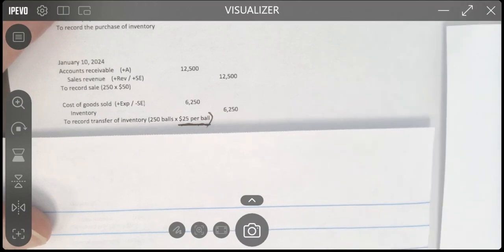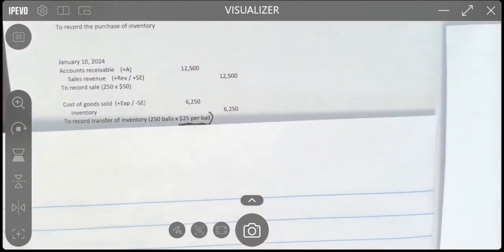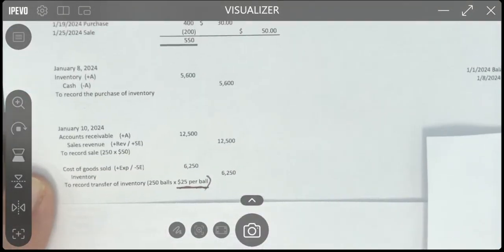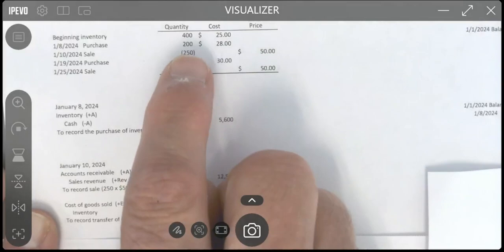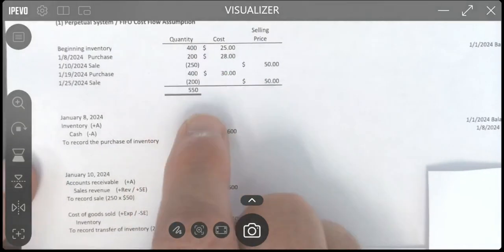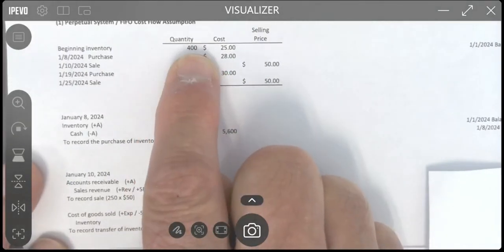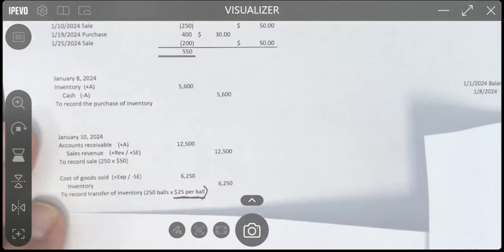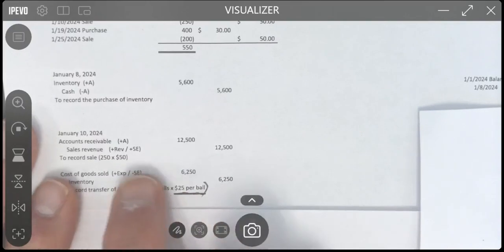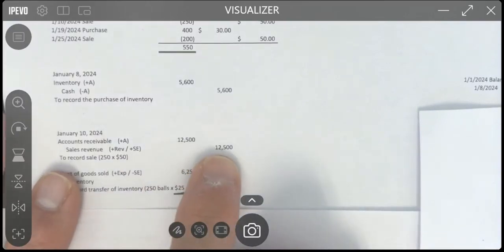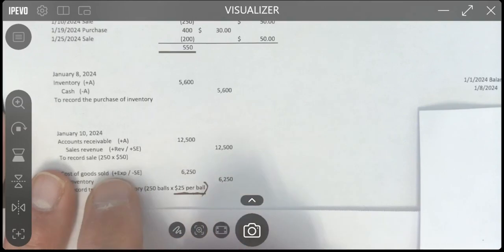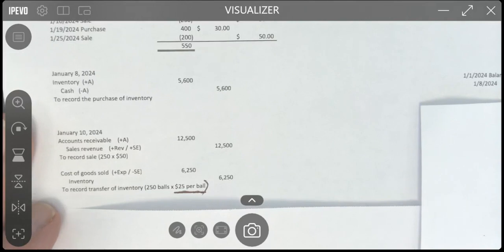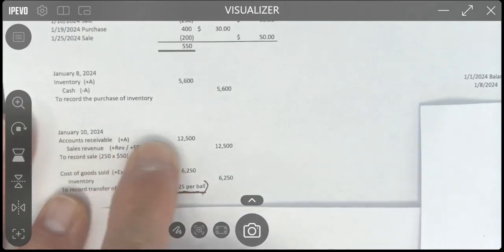All right. So we sell 250. Under the FIFO assumption, we assume that all came from the first that were in inventory, the earliest purchased. So they all came from these 400, we assume. Thus, the sale was at $50 a ball. So our sales revenue is $12,500, 250 times 50. And so we have an accounts receivable for that amount, or of course, cash if the customer paid cash.